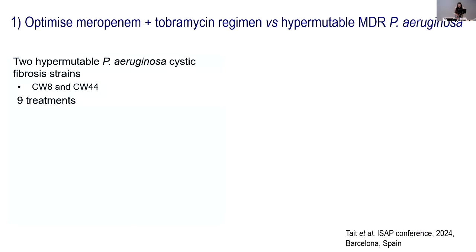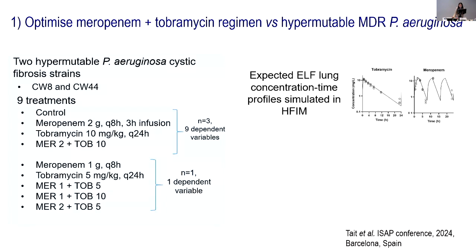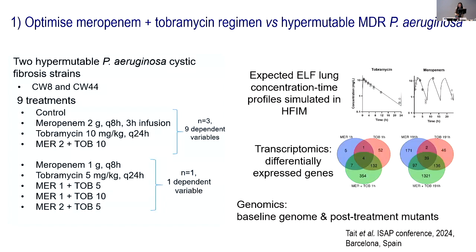So I've got the first example, which is about meropenem and tobramycin combination against hypermutable multi-drug-resistant Pseudomonas aeruginosa from patients with cystic fibrosis. In this particular study, we had 2 bacterial isolates and 9 treatments with antibiotic. As mentioned, in this model we simulated the expected epithelial lining fluid concentrations over time that would be observed in the patients and exposed the bacteria to this. And we performed transcriptomic and genomic analysis.